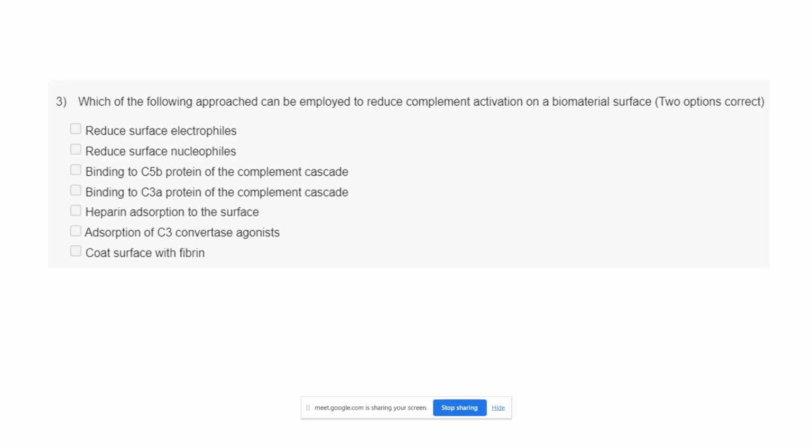Which of the following approaches can be employed to reduce complement activation on a biomaterial surface? You have to select two correct options. Reduce surface electrophiles, reduce surface nucleophiles, binding to C5b protein of the complement cascade, binding to C3a protein of the complement cascade, heparin adsorption to the surface, adsorption of C3 convertase agonist, coat surface with fibrin. Option 2 and 4. Okay.